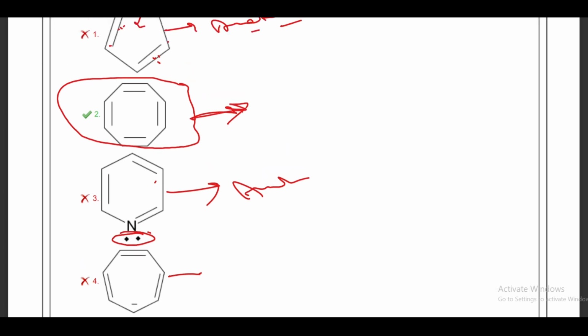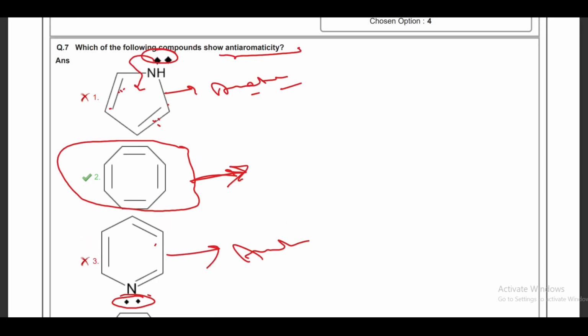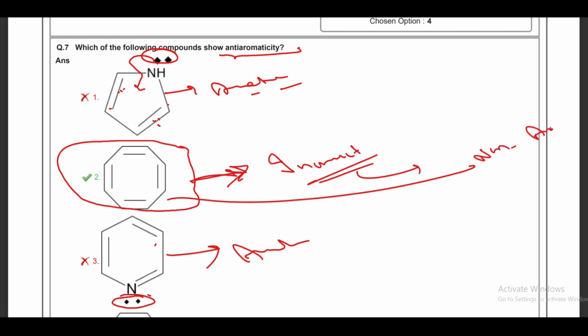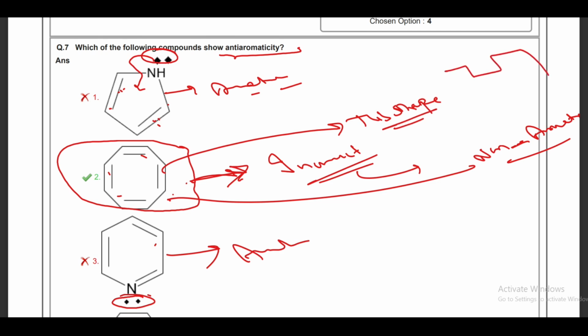they are providing this option as a correct answer, but according to me this is incorrect, because this compound is non-aromatic actually. Because this is cyclooctatetraene, and it exists in a tub shape, and its structure is this, and there will be no planarity in the ring, and that's why it is non-aromatic, not anti-aromatic. So B option is incorrect here.